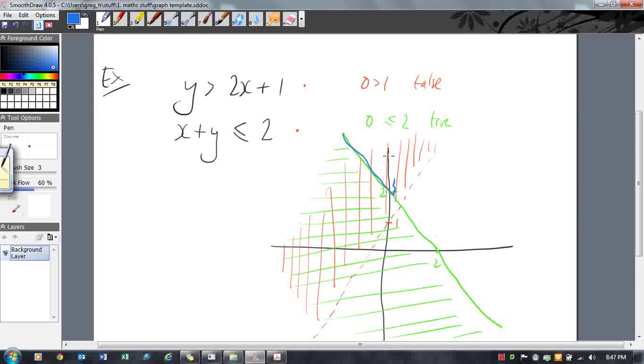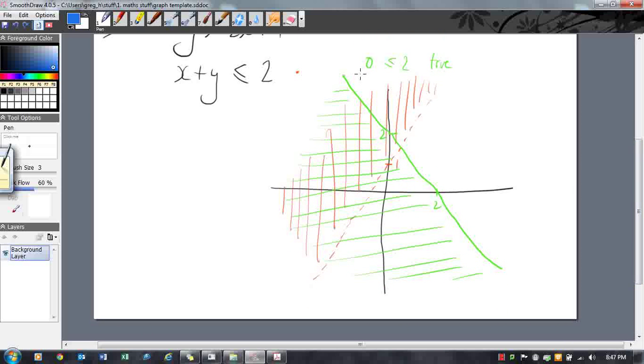Sorry about that. The whole thing moved. Let me try that again. I hit that button on the side of the pen. It really annoys me. That's really bad.